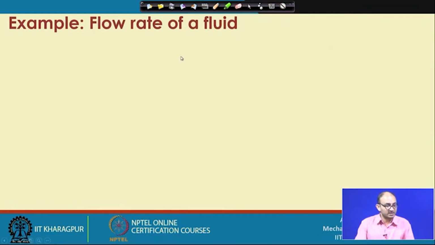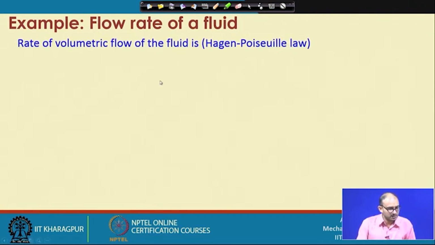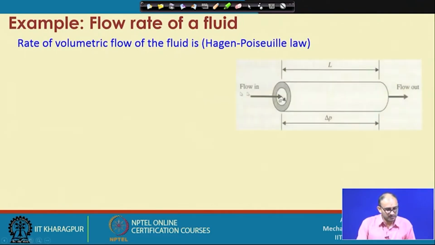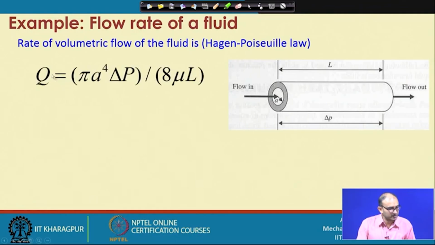Now, let us take some example of fluid mechanics. If you see, the rate of volumetric flow of the fluid is given by one example. This is the equation: Q equal to pi a raised to 4 delta P divided by 8 mu L. This is a tube, flow is coming from this direction and going out from that, length is L and the diameter is A, and the total pressure drop you can measure is delta P.